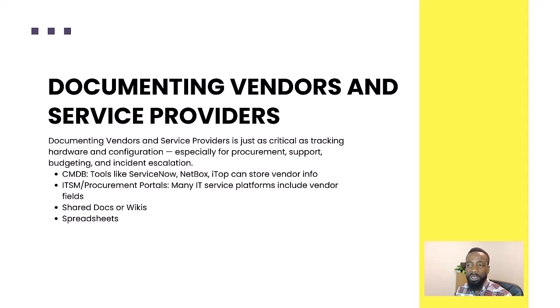So if an ISP circuit fails, who is the service provider? What is their contact address? What is their service level agreement with you? The junior tech needs to know where to access this information as quickly as possible. So documenting vendors and service providers is just as critical as tracking hardware and configuration, especially for procurement, support, budgeting, and incident escalation, especially incident escalation.